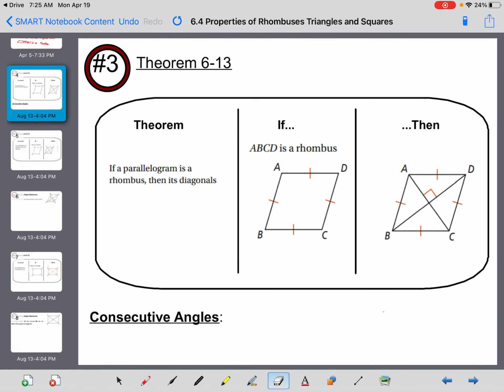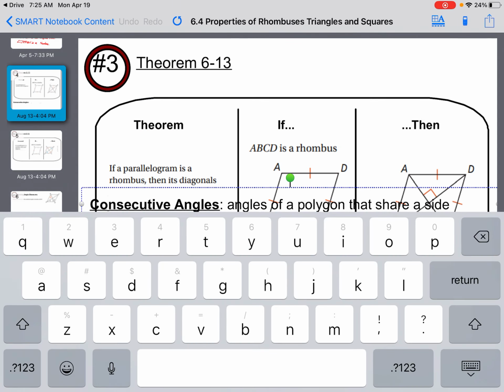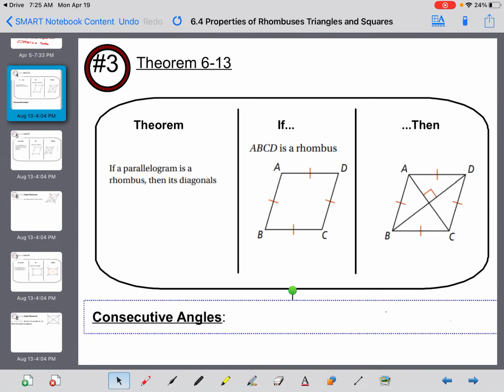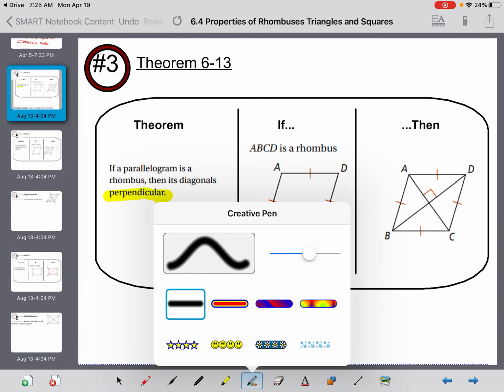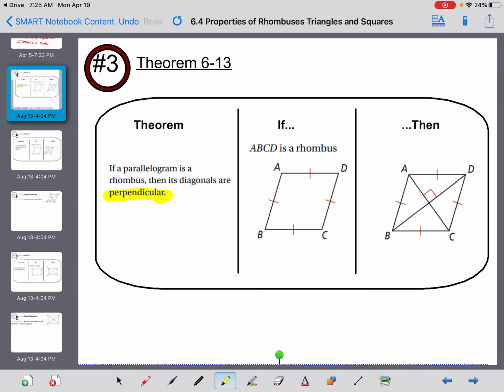All right, a couple theorems here. This should be gone. I don't know why this is in here. If a parallelogram is a rhombus, then its diagonals are perpendicular. Make sure you fill in are perpendicular. Fill in the highlighted yellow words. Since it is a rhombus, all four sides are the same, then AC is perpendicular to BD.